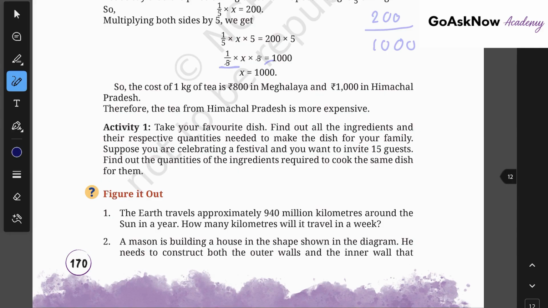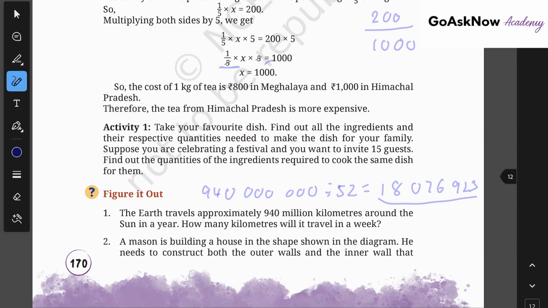So we do 940 million divided by 52. We should get about 18,076,923. So this is your answer.